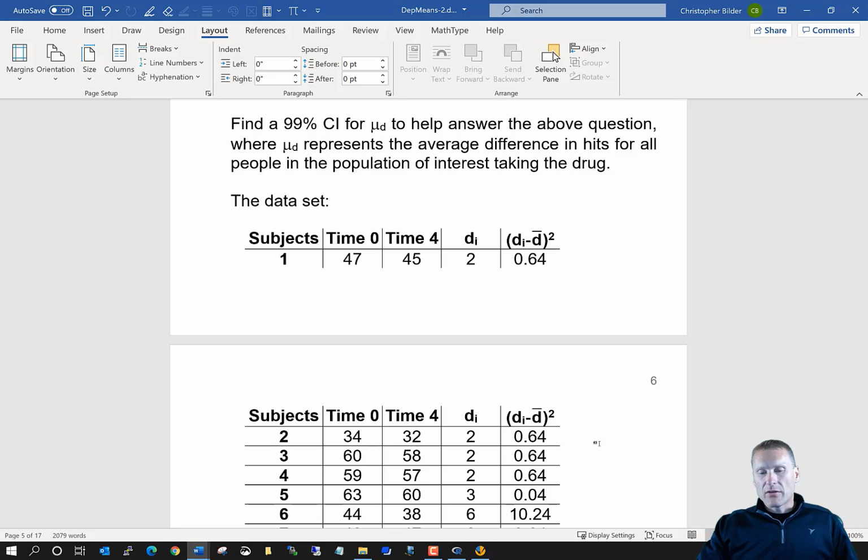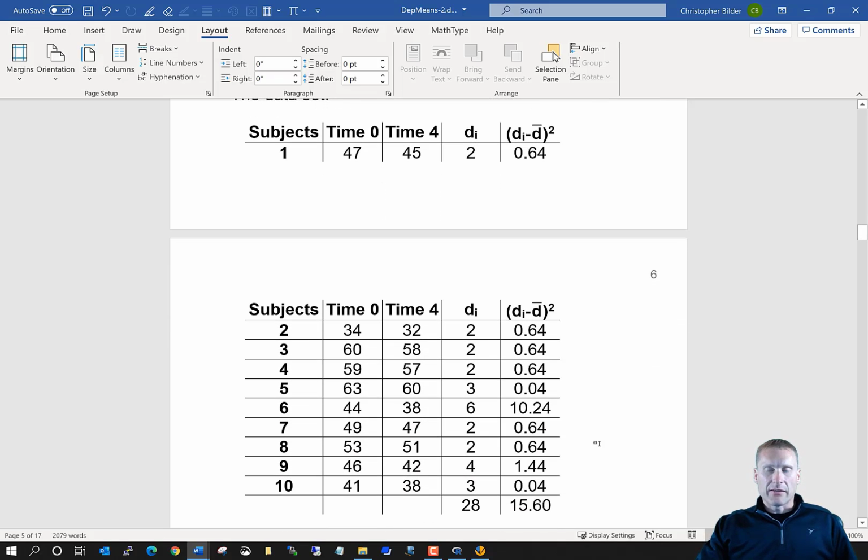So here's what the data looks like. This isn't the actual data. I'm not allowed to share that. So subject number 1, let's say at time 0 they got 47 right, and at time 4 they got 45 right.